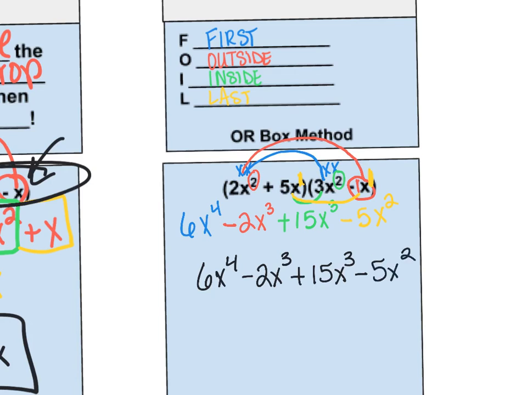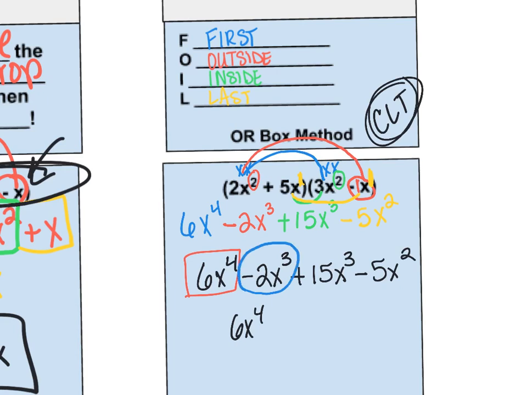My last step is that I want to combine like terms. Maybe you write that up here. Combine like terms. You always combine like terms. So I'm going to square my first term and see if I have any other x to the fourths. And I don't, so I can keep 6x to the fourth. And then I'm going to put a circle around my next term. And I want to see if I have any other x cubes. And I do. I have 15x cubes. So I have negative 2 plus 15 gives me 13x cubes. And then I have this last term of x squared. I don't have any other x squares, so I can just subtract 5x squared.